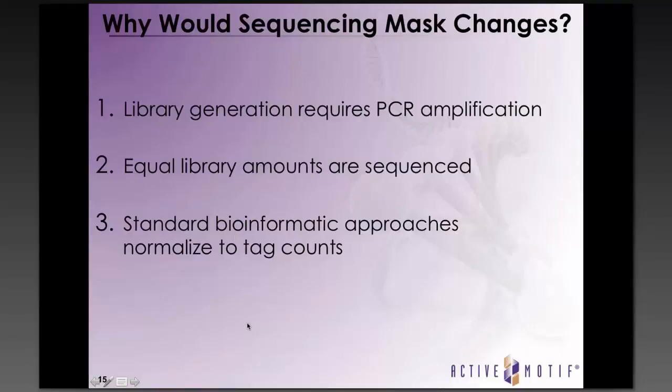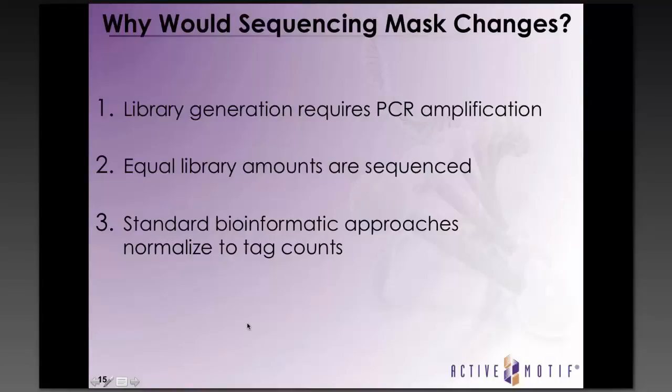And the last point is it could occur bioinformatically. It's also standard practice when doing multiple samples, after the sequencing is complete, to normalize those data sets to a common number of sequence tags. So for us, if we're doing a 5-sample experiment, we might normalize all those samples so that there's 20 million sequence tags in each data set.